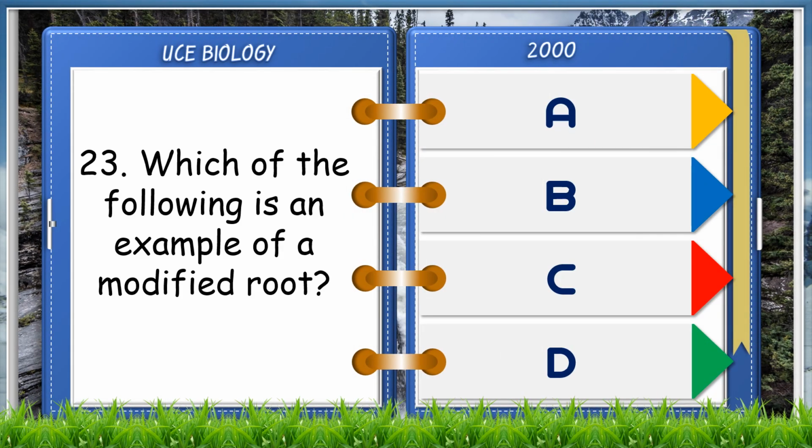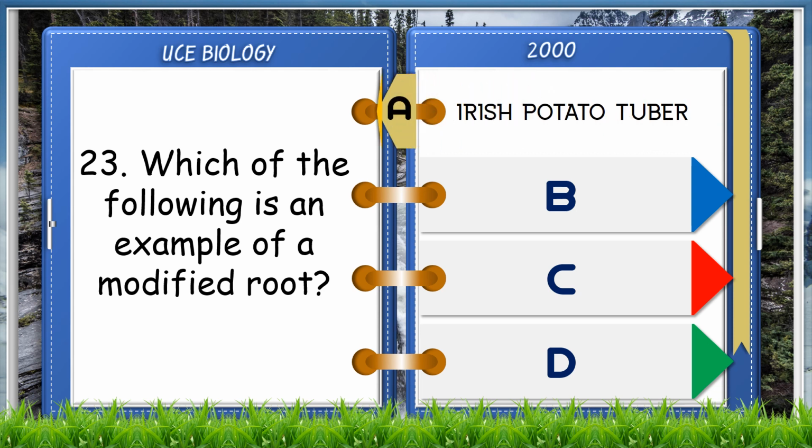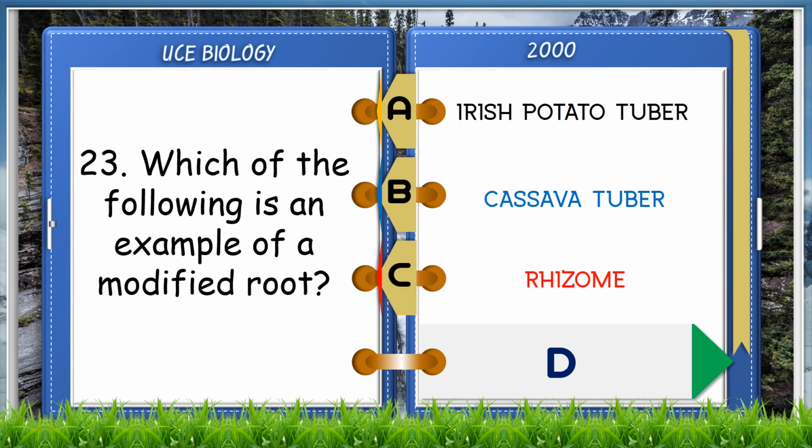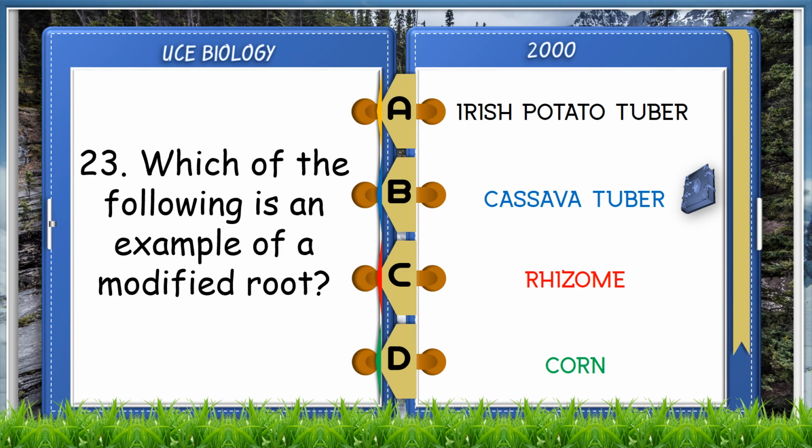Which of the following is an example of a modified root? A. Irish potato tuber. B. Cassava tuber. C. Rhizome. D. Corn. The answer is B. Cassava tuber.